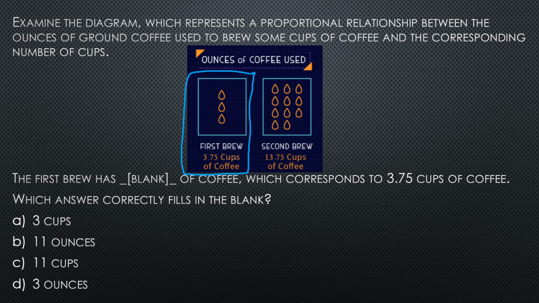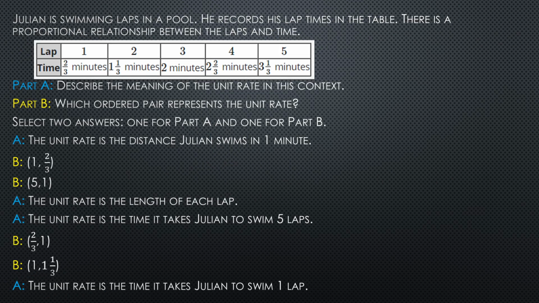Okay, this 3.75 represents cups of coffee, and these 3 drops of coffee here have to represent 3 ounces. Okay, so it is 3 ounces. It is not cups because the 3.75 represents cups, which means that these 3 little raindrops here must represent ounces. Okay, because it says it represents the relationship between ounces and cups. So we need to make sure we have one of each.